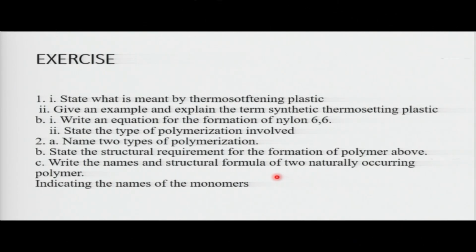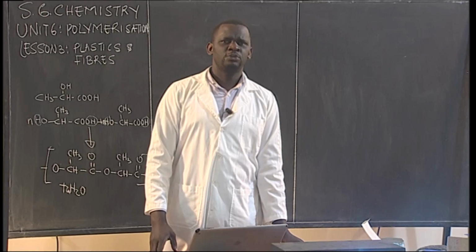We have talked about this. Then name two types of polymerization. That is question number 2. State the structure requirement for formation of the polymer above. So you try to give the structure requirement. Write the names and the structure formula of two naturally occurring polymers. We also gave examples of natural polymers. So you make sure you try out this work.